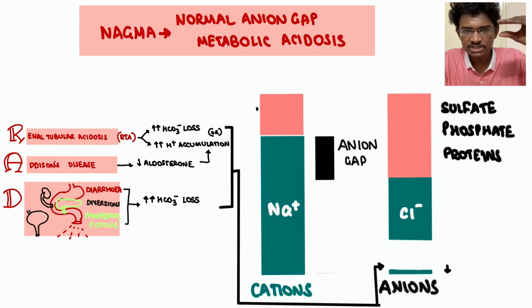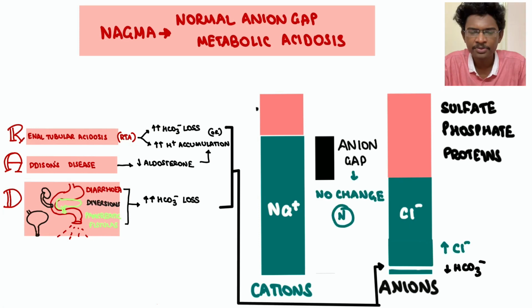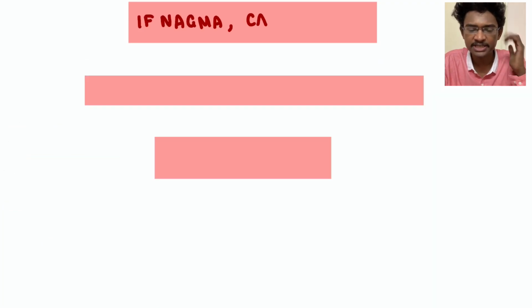So if bicarb is lost, chloride, the other measurable ion, will compensate and will maintain the anion gap exactly normal. So this is NAGMA, or normal anion gap metabolic acidosis. Yeah. Next, is there any way by which I can find out the cause easily?